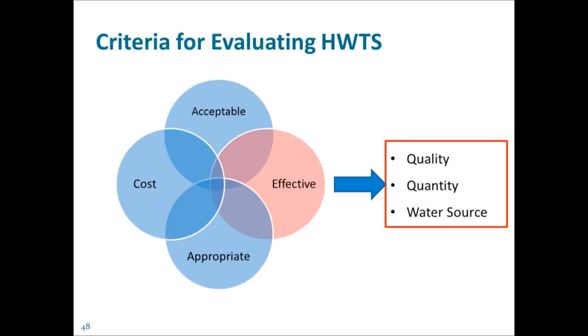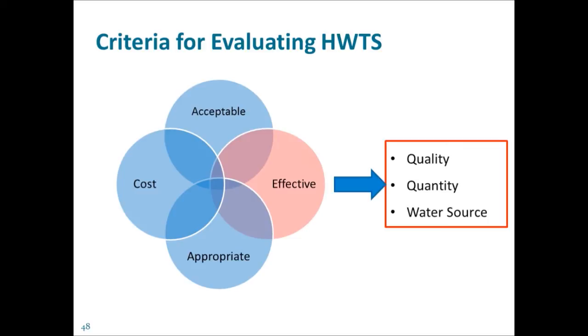Effective is how well does the technology perform. It can be thought of in terms of three main components. Quality: what is the quality of the water that is produced by the filter? Quantity: what quantity is made available through the treatment system, and is it well matched to the demand? Water source: this is whether or not the influent water to your system is well matched to the system.